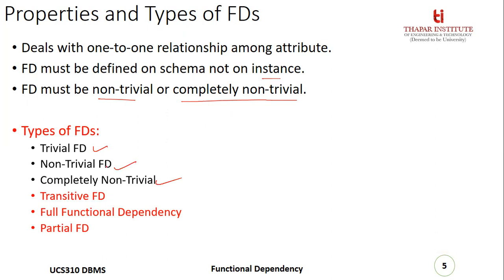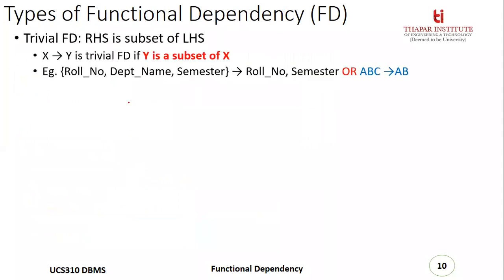What is the meaning of these FDs? We have to see. There are other FDs like transitive FDs, full functional dependencies, or partial FDs. These FDs we will discuss later. Currently we are discussing these three types of FDs. You can see this is an example of trivial FDs.